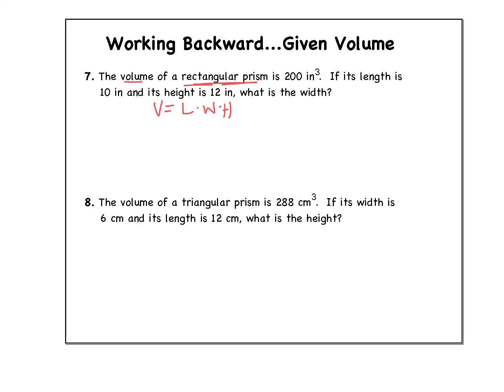So it's telling us that the volume is 200. So we replace volume, or V, with 200. And then it's saying that the length is 10. All right, so we know that the length is 10, and the height is 12. So we don't know the W, but we know that the height is 12. So we're figuring out what is the width.